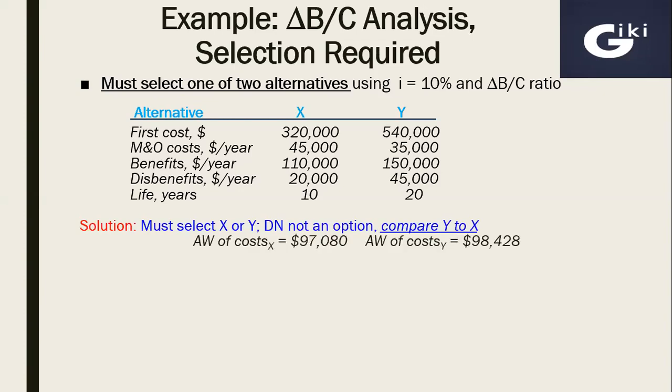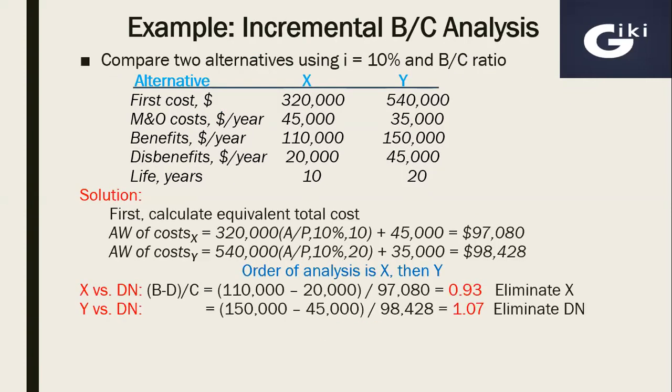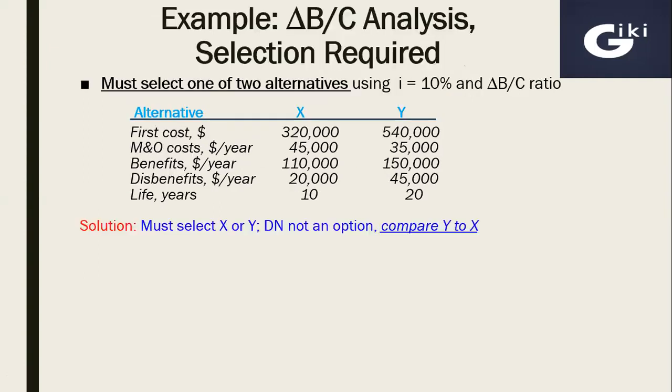For option X, we have calculated earlier, and option Y, we have also calculated earlier. Here, this is the annual worth or equivalent total cost of option X, $97,080, and option Y, $98,428. Hopefully it's clear. This is the same thing, and we're just posting the amount there rather than making the calculation again. In the next slide, this is how we calculated annual worth of project X and annual worth of costs for project Y.